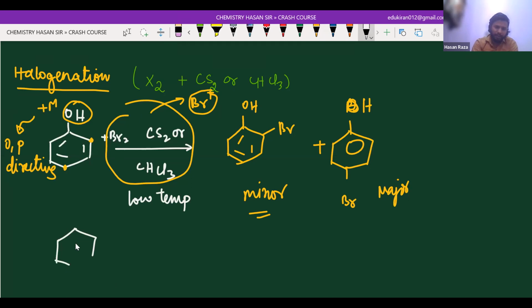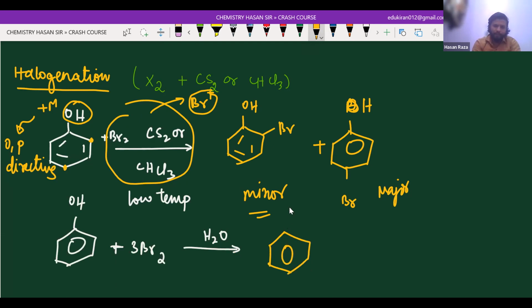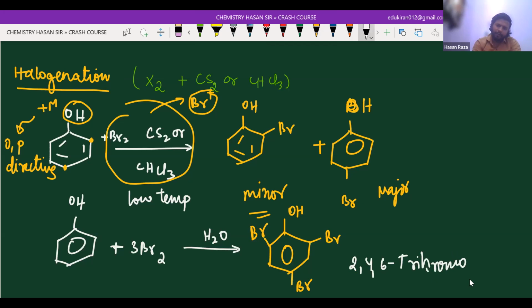And if you are going to react this phenol with bromine water, that means 3Br2 in the presence of water, then you can see we will get this compound. OH will be here, bromine at ortho, bromine at para, and again bromine at ortho. So you can write the name of this: 2,4,6 tribromophenol. So this is what we call halogenation.